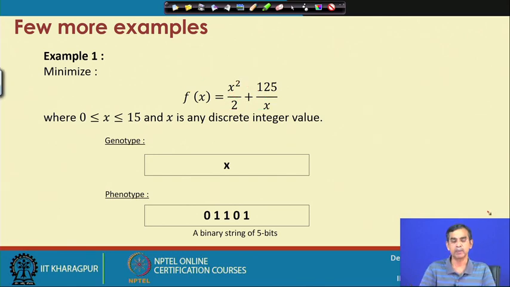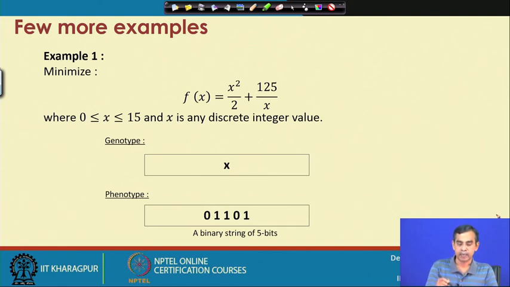Now, as this problem contains only one parameter, namely x, its genotype consists of only x. This is the genotype, very simple. As far as the phenotype is concerned, we can represent one phenotype like this. It has the values 1, 1, 0, 1, so 13. This basically represents 13, the equivalent value in decimal.